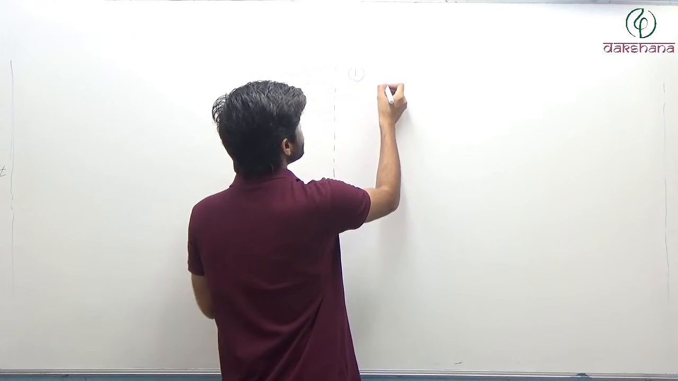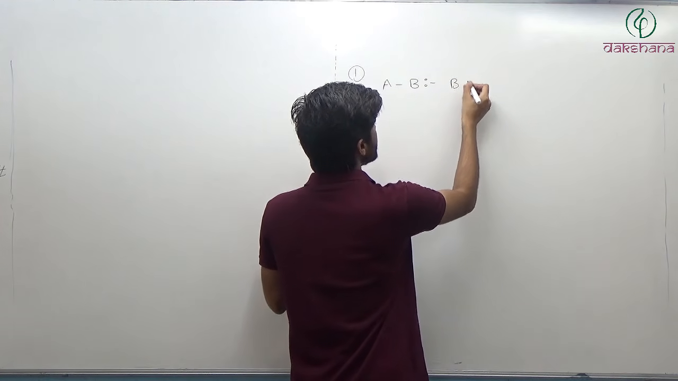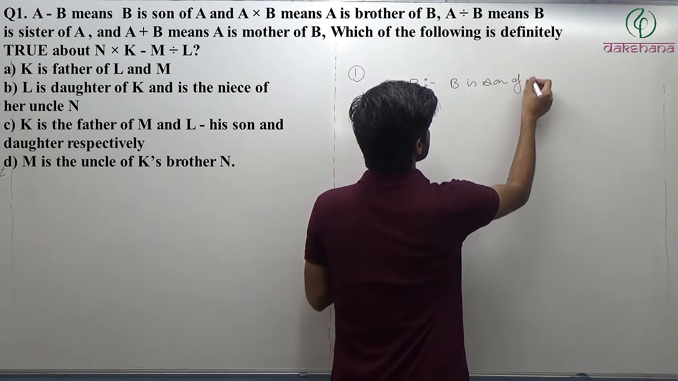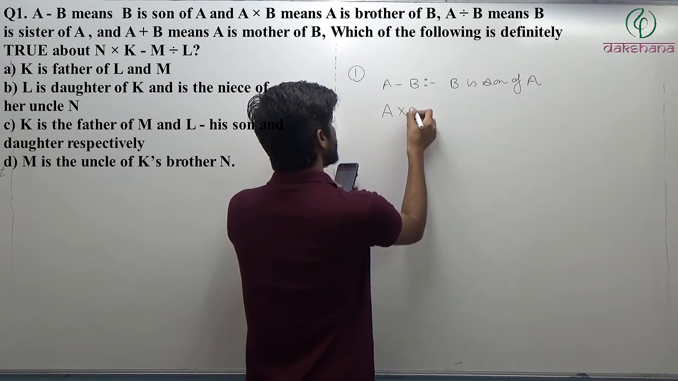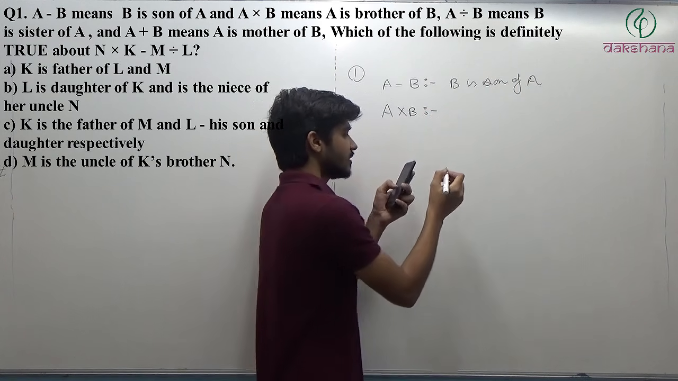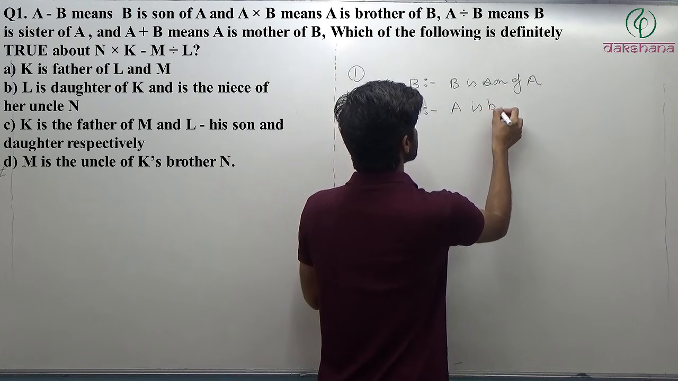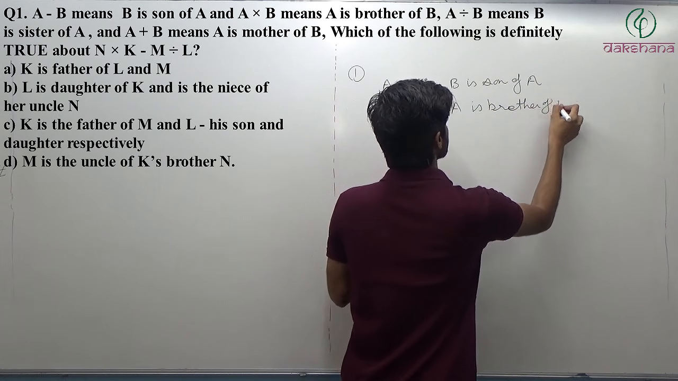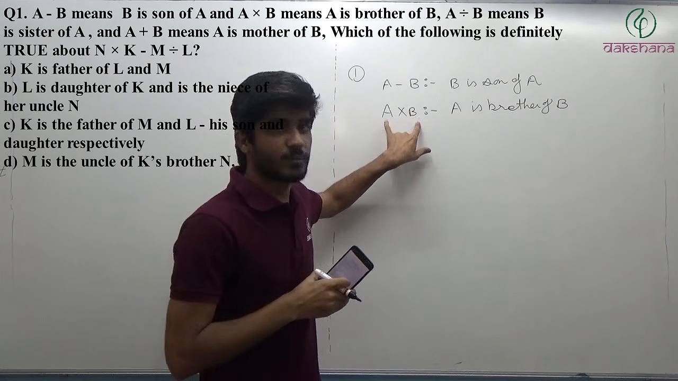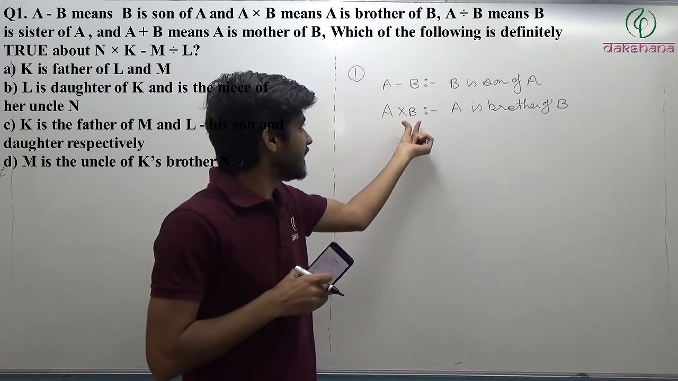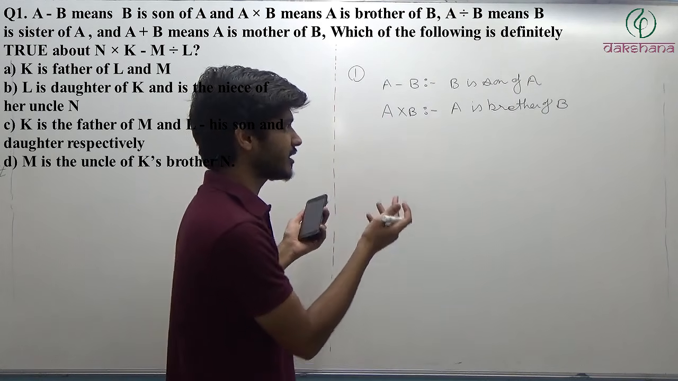So the first one says, A minus B means B is son of A. Okay, and the next thing says if it's A into B, then it means A is brother of B. Now, what you have to think is, if A into B is A is brother of B, then B doesn't necessarily have to be the brother of A. B can be a sister also.